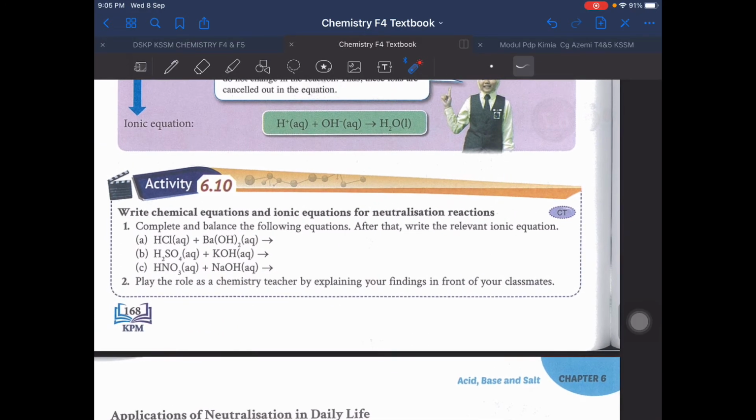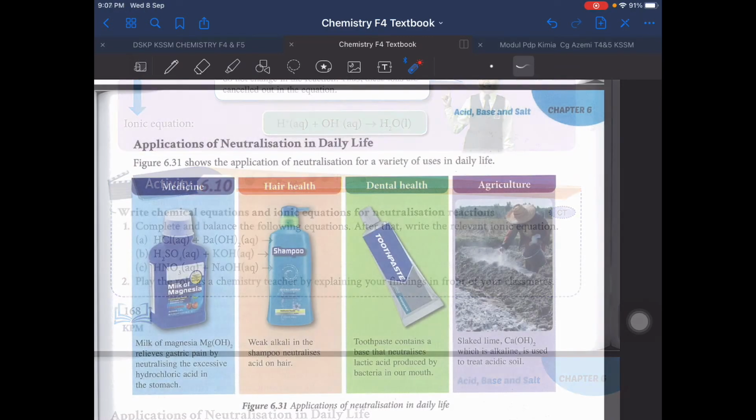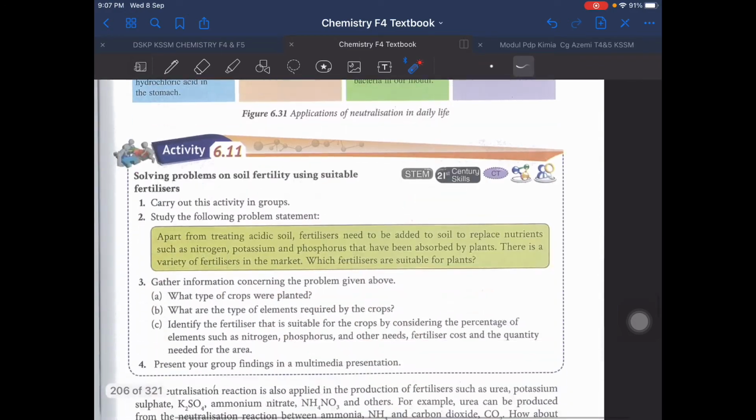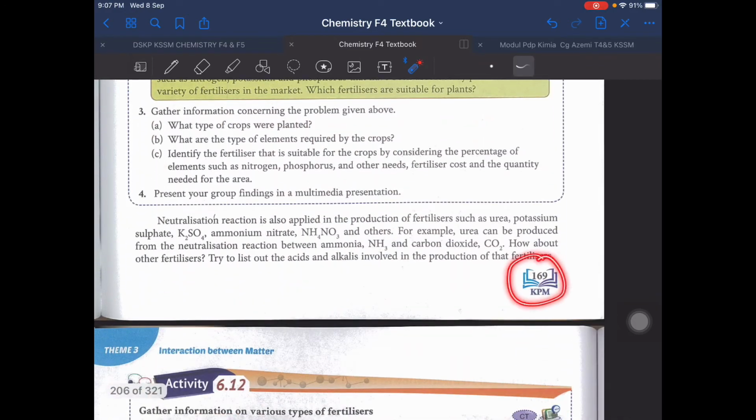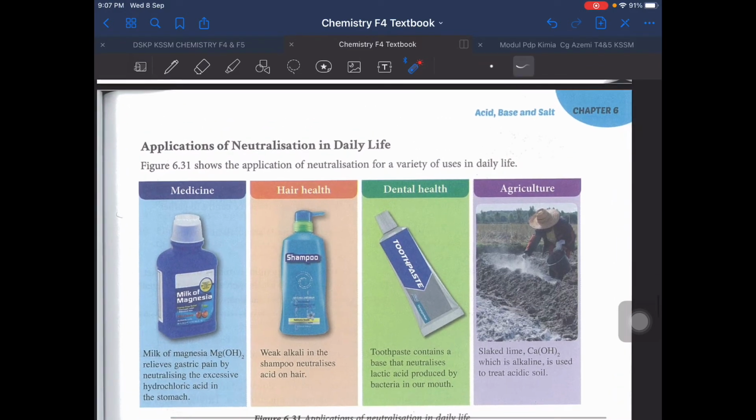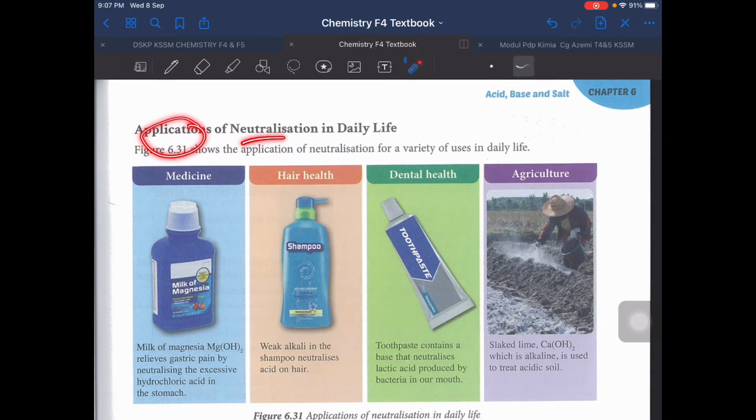Now, this is one piece of work that you need to do. Activity 6.10: write a complete chemical equation and ionic equation for a neutralization reaction. You need to complete and balance it, and after that write the relevant ionic equation. Let us continue to page 169 in your textbook. Let us look at the applications of neutralization in our daily life.